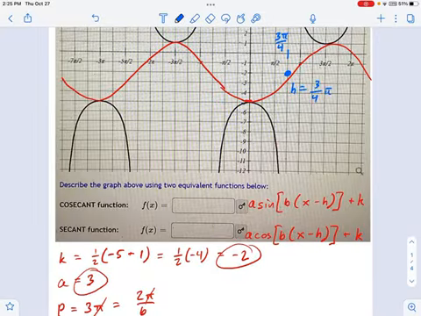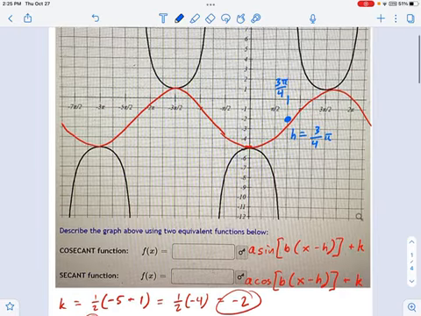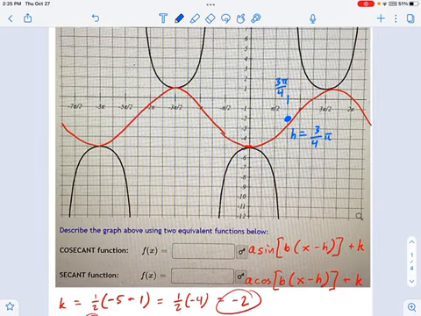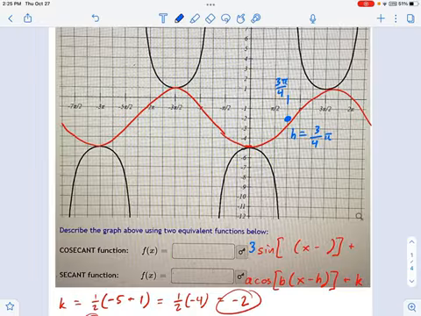Okay, so now we put it all into an equation, and I'm going to erase parts and then drop the respective values in. I've got the amplitude of 3. I've got the b value of 2/3. I've got an h value of 3 pi over 4, which I'm going to squeeze in there, and then a k value of -2. Okay, so that's my equation with a sine wave.